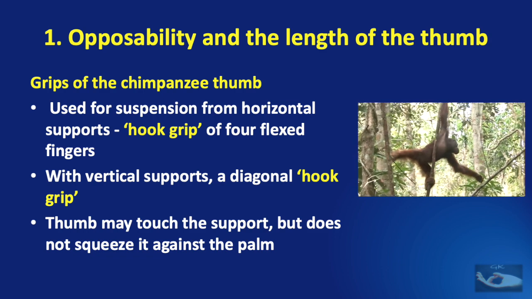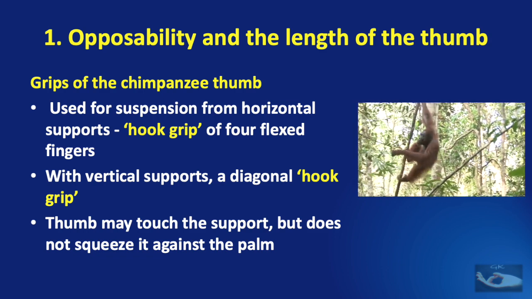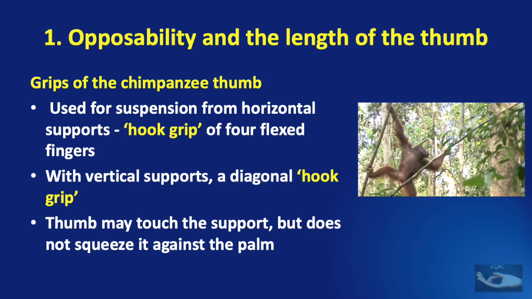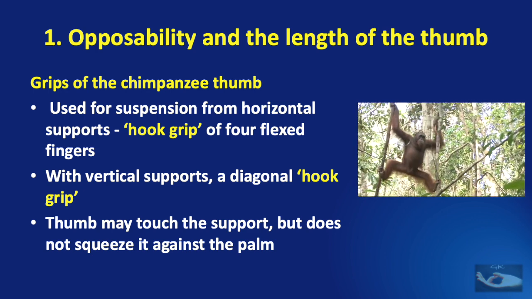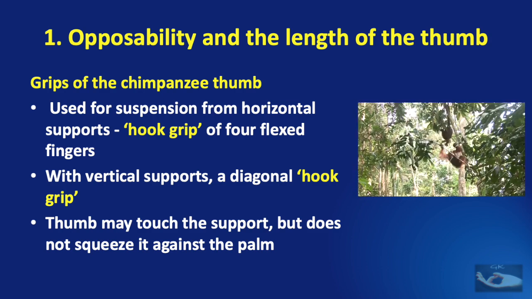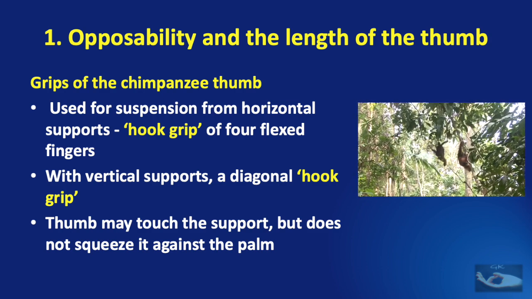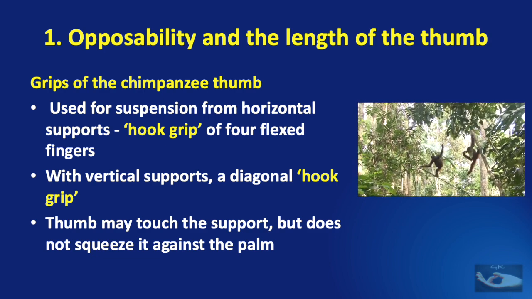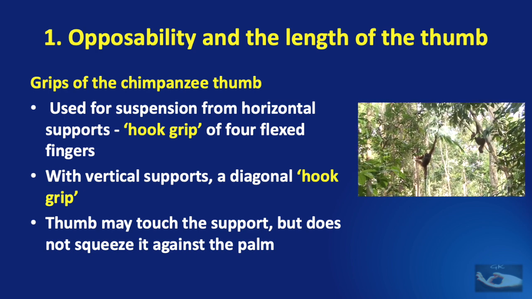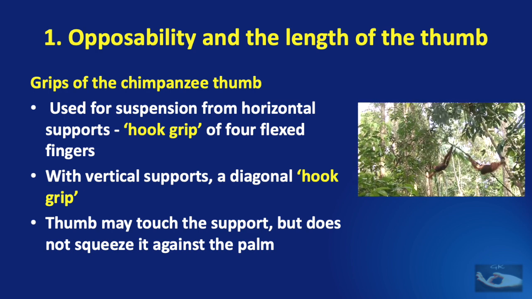The grips of the chimpanzee differ profoundly from those of humans, because they use it for suspension from horizontal supports, and it is mainly the use of a hook grip of 4 flexed fingers. With vertical supports, a diagonal hook grip is used. The thumb may touch the support but does not squeeze it against the palm.